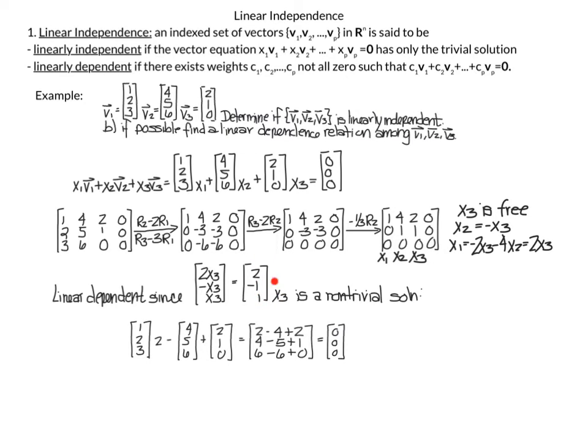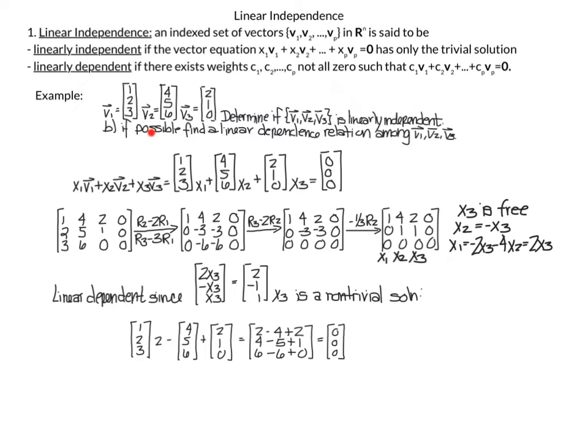Let me demonstrate to you, or verify for you, that this is indeed a solution. So I'm going to plug in 2 for my vector 1, 2, 3, and negative 1 for my 4, 5, 6. So that's negative 4, 5, 6. And then I have my 2, 1, 0 times my x3, which is 1. So I just have a 1 out here. When I do this multiplication and then add everything together, I do get the 0 vector.